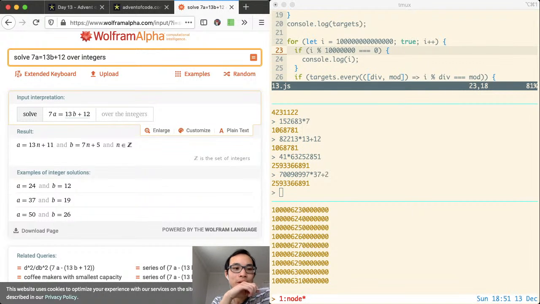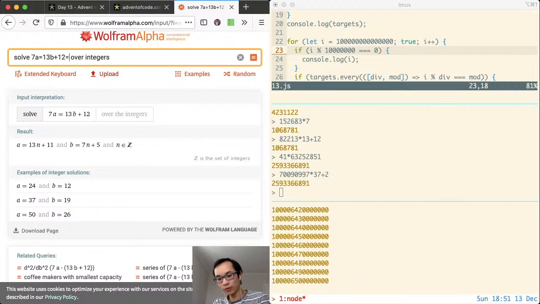A is 13n plus 11. B is 7n plus 5. Now where did the 7 and the 5 come from? Is the question. Where do the 11 and the 5 come from? Because the 7 and 13 are obvious, right?